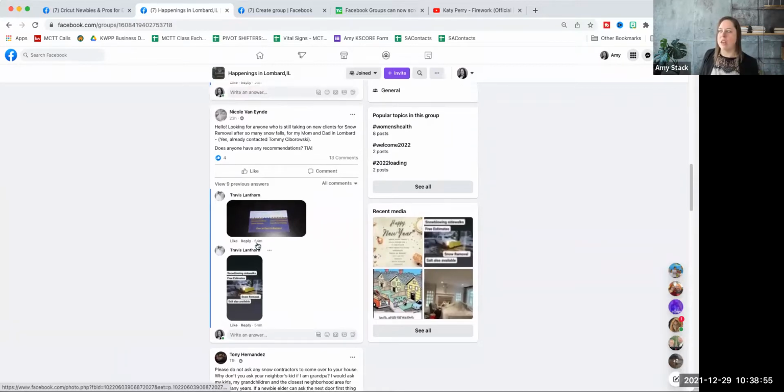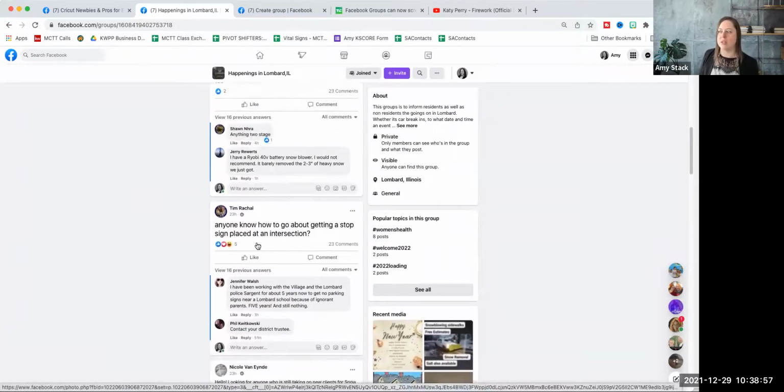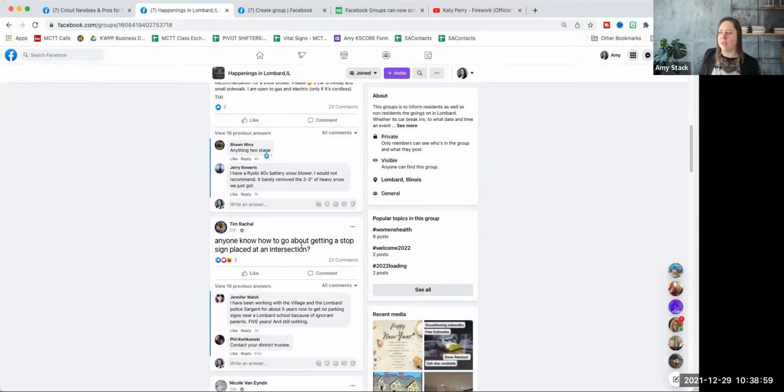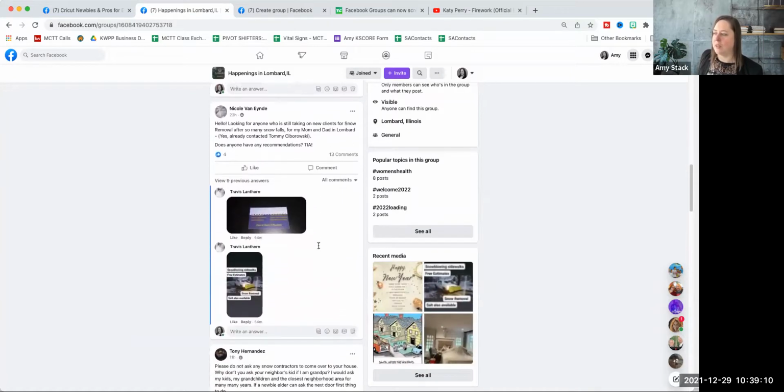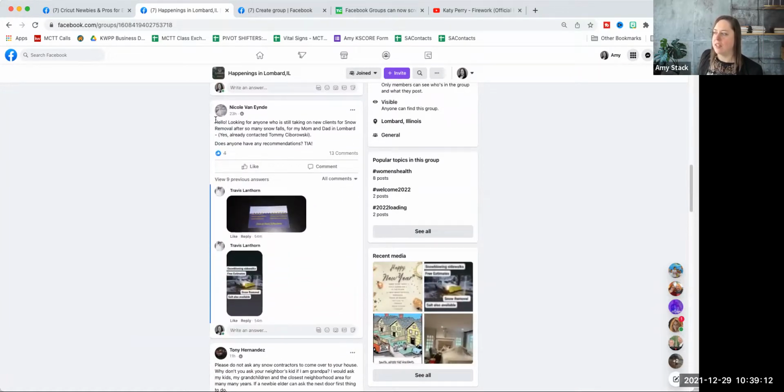And people ask all kinds of things, talk about what's going on in town. Like, anyone know how to go about adding a stop sign to an intersection? That could be something that you could supply some information on. But this one I pulled up because right here, this is a great example of how you can add value to a local group in Facebook.